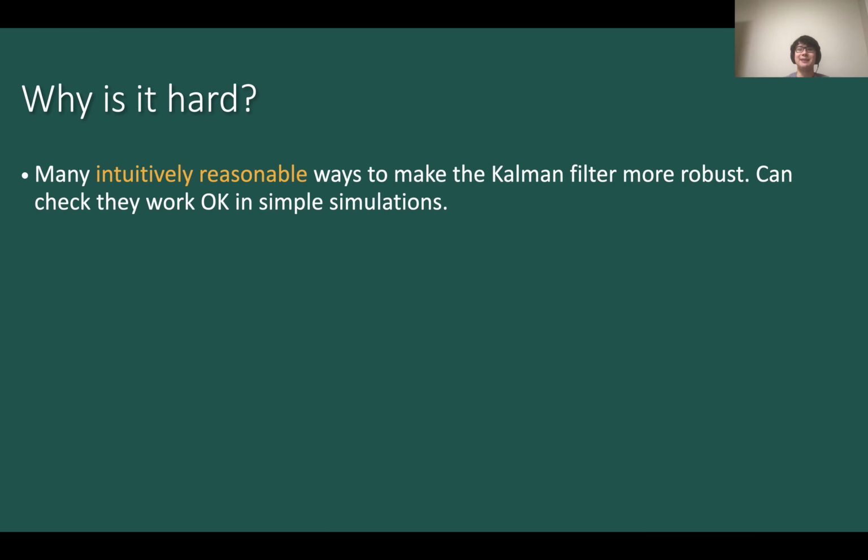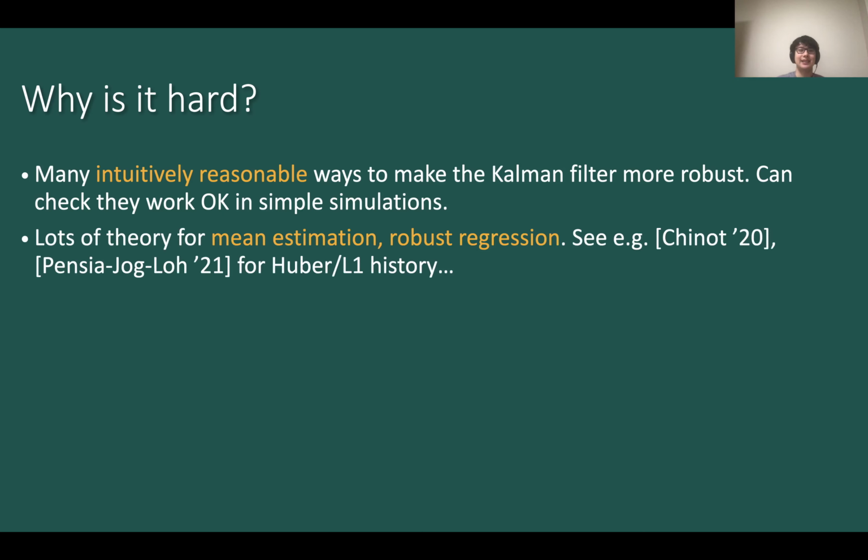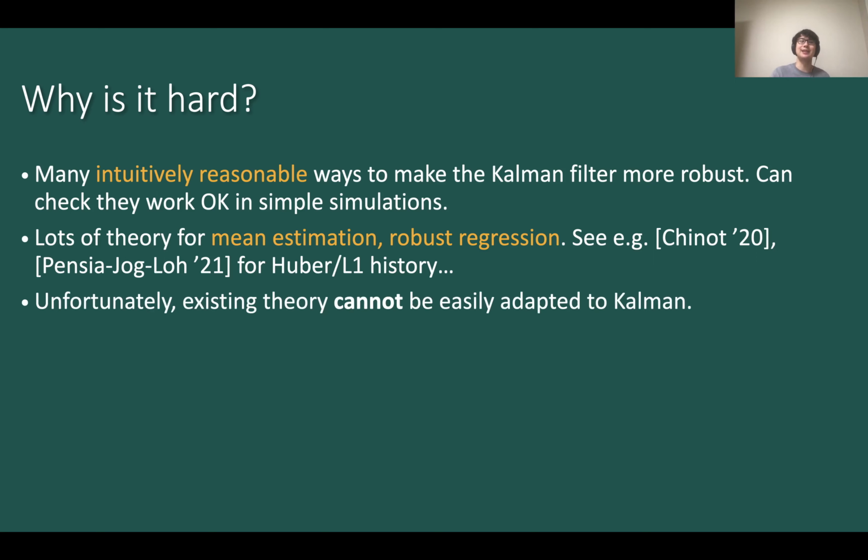Like we said, there's many reasonable ways that you can try to make the Kalman filter more robust, and you can, of course, implement and check them in simulations. On the other hand, we have a lot of theory for other problems in robust statistics, like robust mean estimation. And in particular, for 1D robust mean estimation, we have a great understanding of the Huber minimizer of the Huber loss, or the minimizer of the L1 loss, which would be the median. And we know those are quite robust in the appropriate setting and with appropriate assumptions. And so what I want to tell you is that you cannot just read those papers and, oh, okay, now I know how to understand Huber regression, I'll apply that to the Kalman filter. It's not going to be that easy.